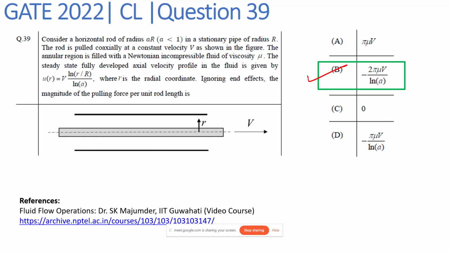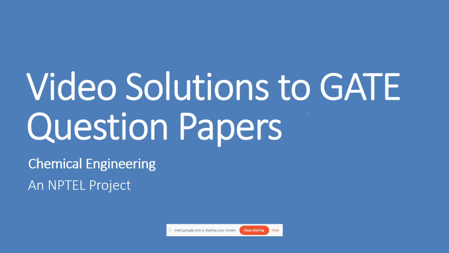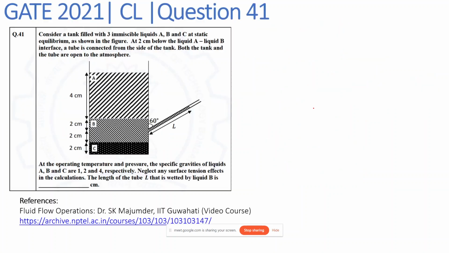So in this question, we calculated the force required to pull this rod out. Given a horizontal rod of radius AR within this stationary pipe of radius R, we calculated this force. Now let's take a look at our next question.